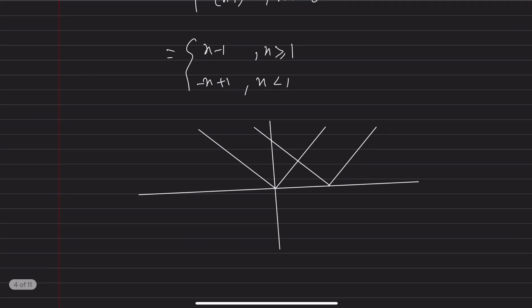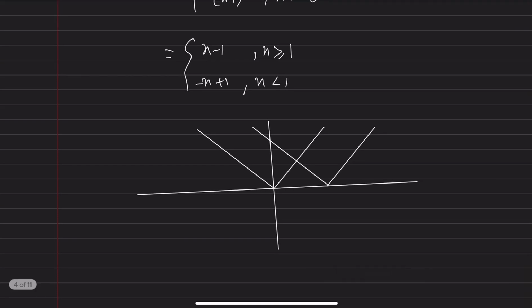So y equal to minus x plus 1. So here we have, okay, it is going to be x less than 1. So y equal to x minus 1, this, and you can see that this is the graph of y equal to x minus 1, and this is the graph of minus x plus 1.